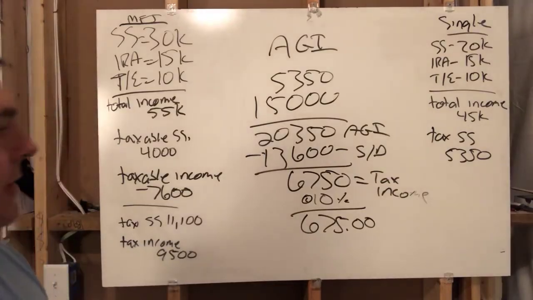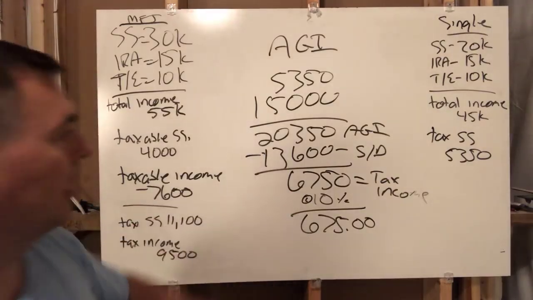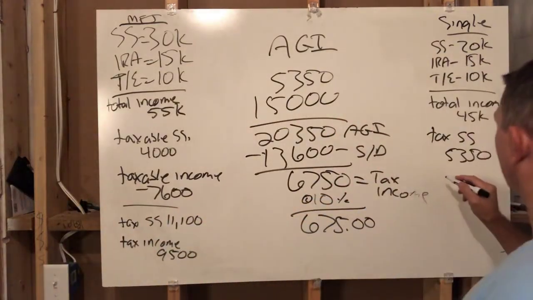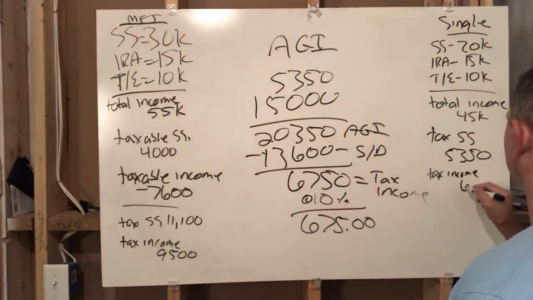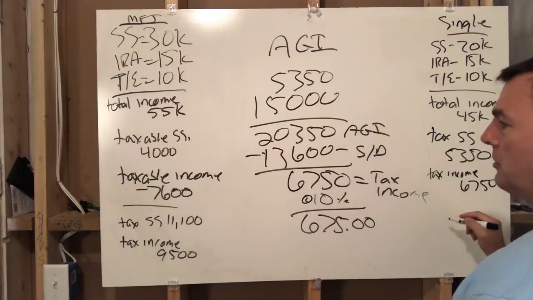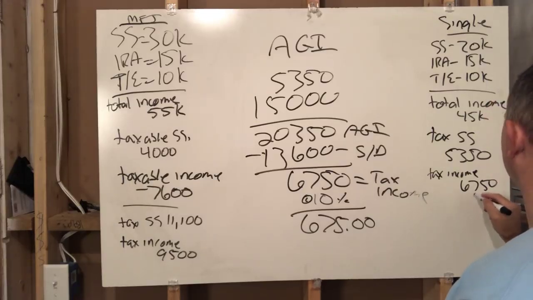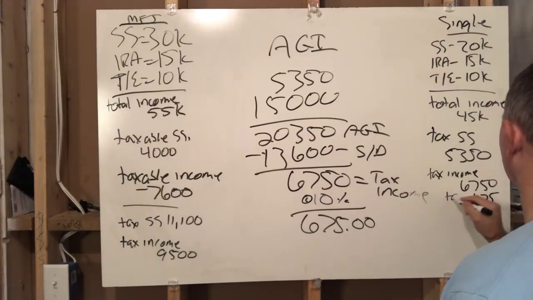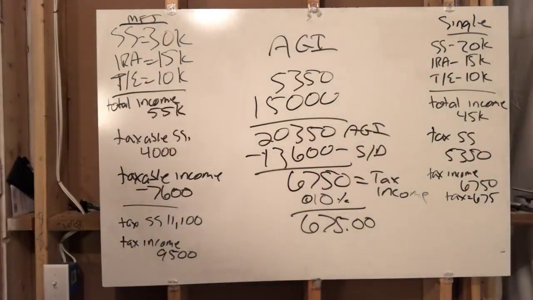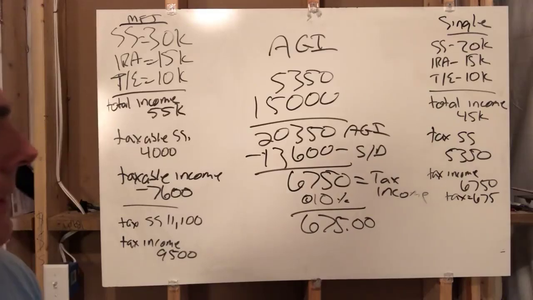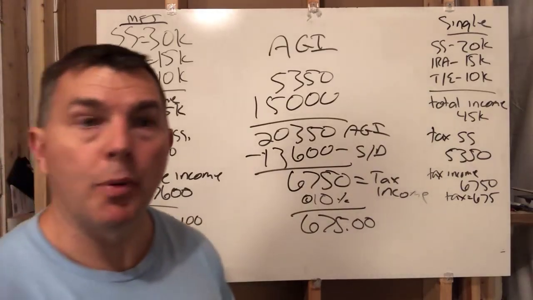All right, so taxable income is $6,750, which means she'll pay $675 in taxes. Anything jump out at you here, my friends? You want me to point out?